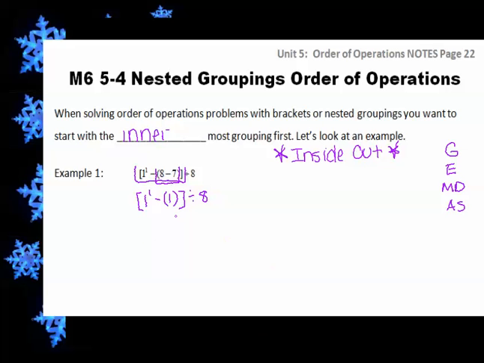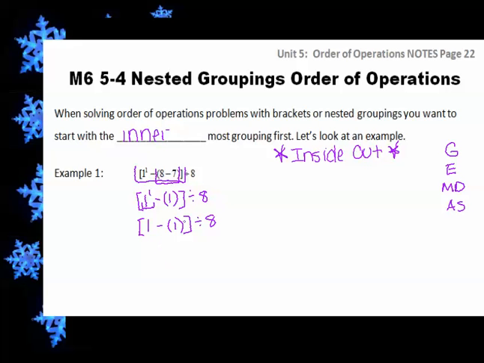So now, do I have any more groupings? Well, I'm working inside of a bracket. I'm ignoring this outside. Am I going to do the exponent or the subtraction? Because remember, one number in a grouping is not a grouping. Well, I'm going to do the exponent next. 1 to the first, which ends up being 1, bracket, minus 1, bracket, divide by 8.